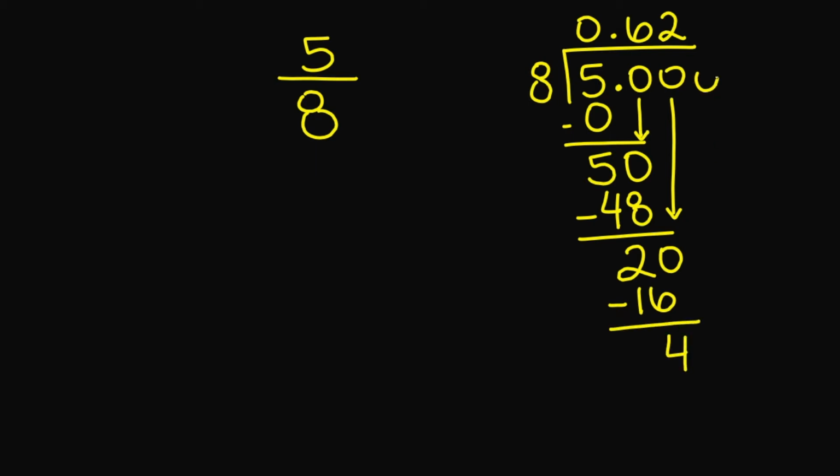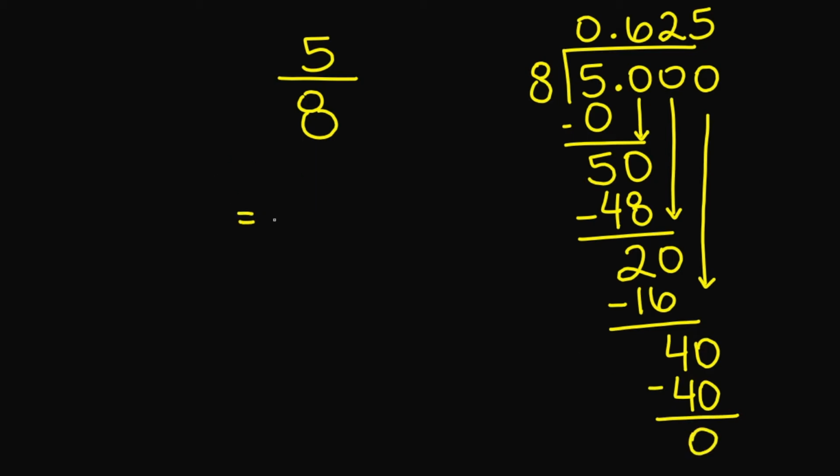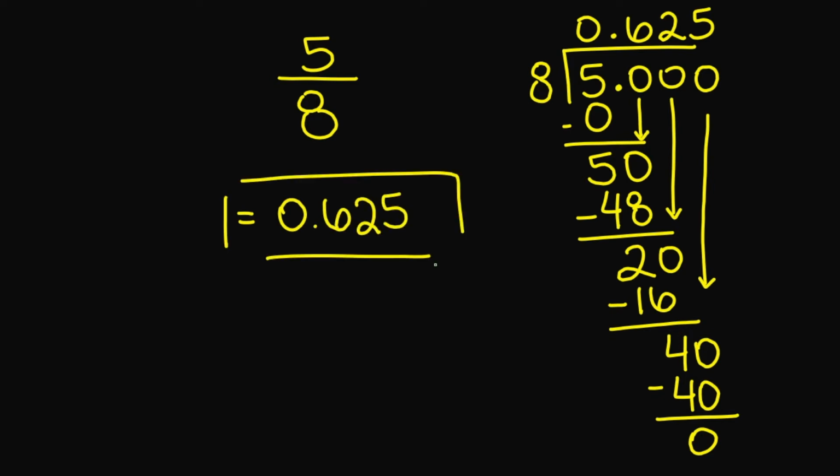I'm going to bring down another 0. 8 goes into 40 now how many times? It goes in 5 times. 8 times 5 is 40. 40 minus 40 is going to equal 0. So your decimal, your final answer is 0.625. And for this example here, this is an example of a terminating decimal because your decimal ends. And notice too that your remainder is 0.